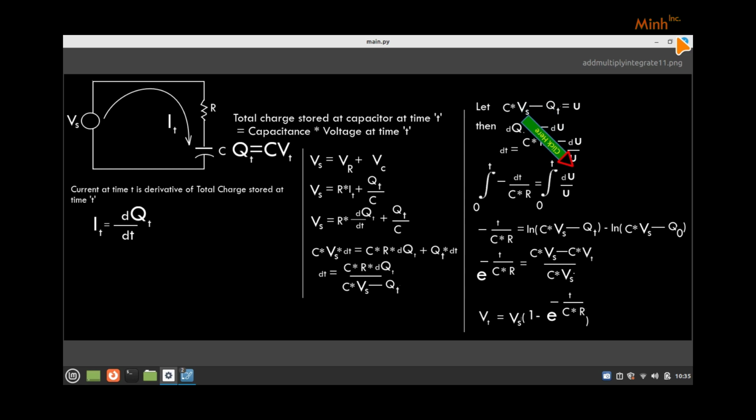If I integrate, then further we come to this, and finally the voltage at any time t equals Vs, which is fixed, times 1 minus exponential of minus t by CR. So if I place t at any second, calculating this with C and R, which are constant, and Vs is constant, I can find Vt, meaning this is the theoretical Vt.